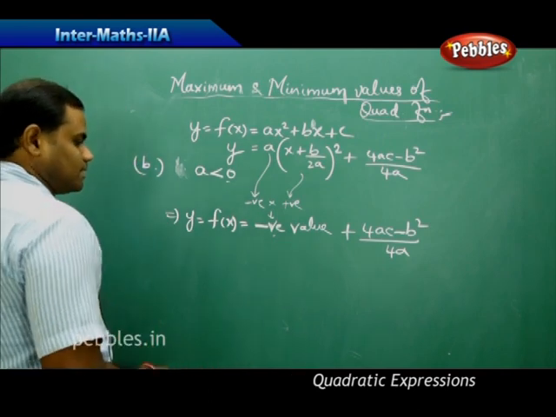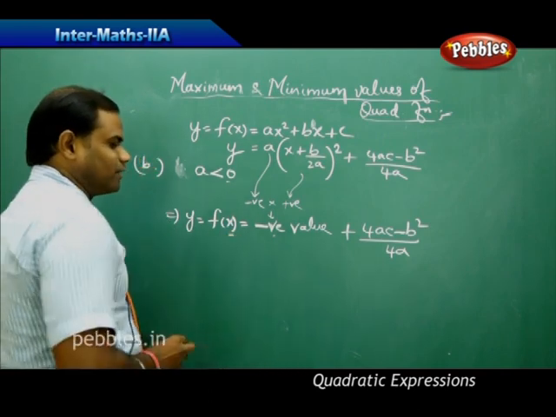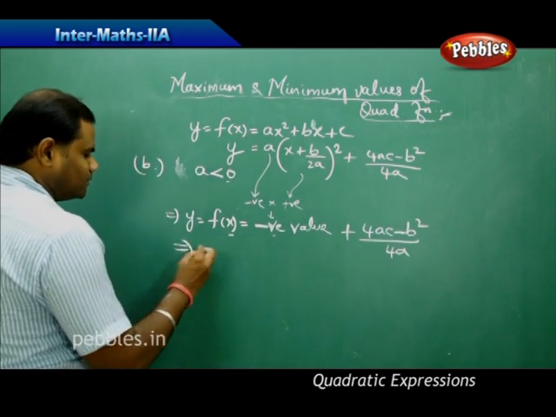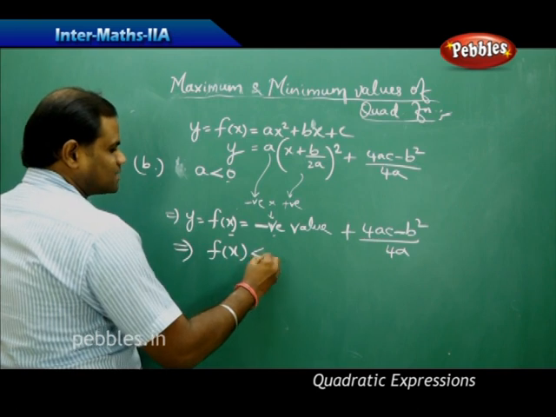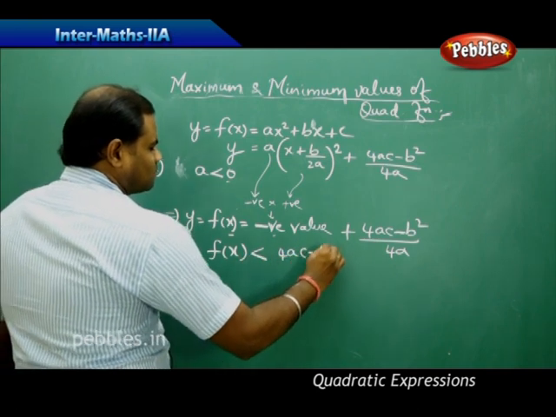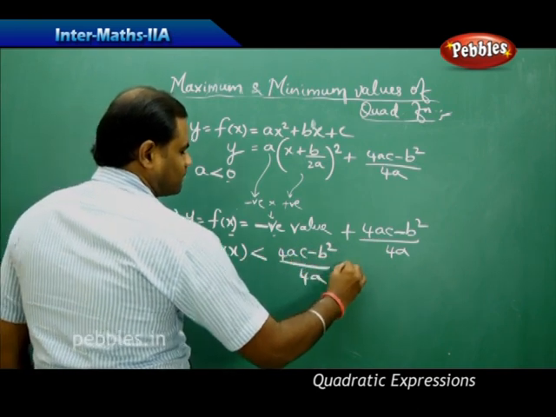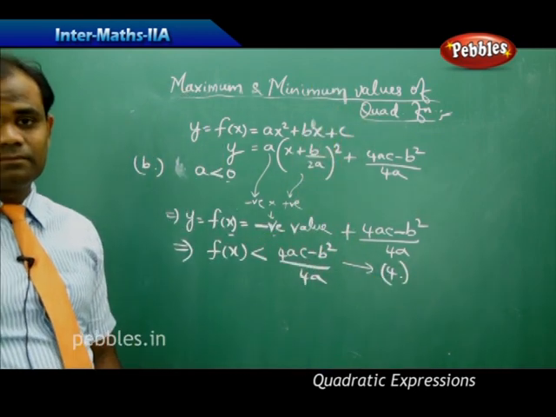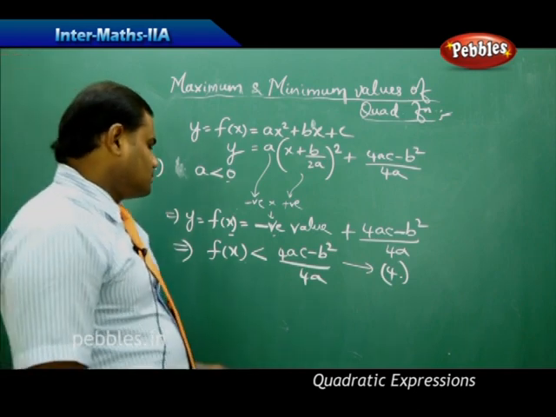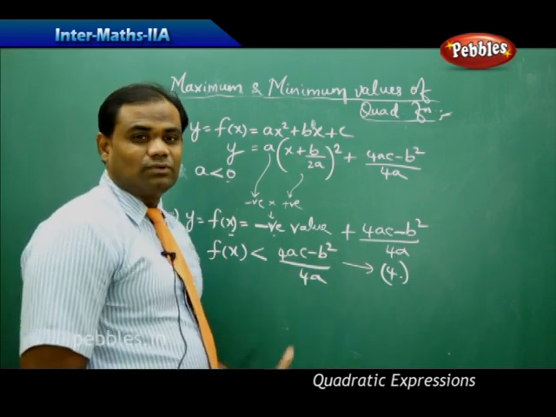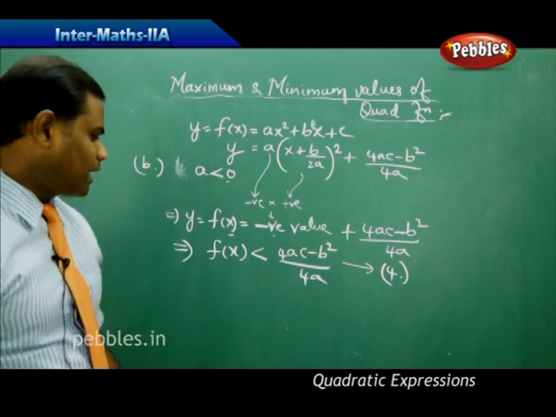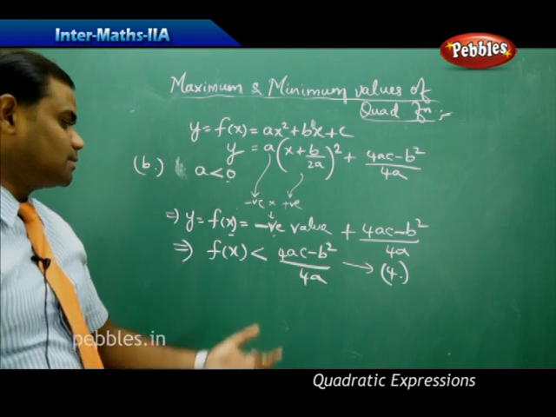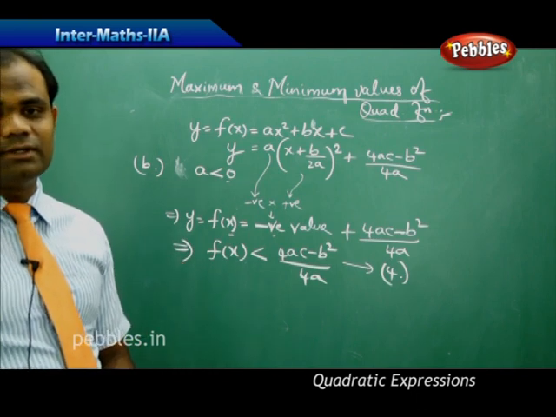Adding of a negative value implies reducing the quantity by some units. So in this case, because we are reducing the quantity f of x by adding negative value to this, mathematically we have f of x is less than (4ac minus b squared) by 4a, which I take as equation 4. Now as I see here, this is less than this. Let's see how equality can be obtained. What happens when I get equality? On what cases do I get equality is what we're going to see here.